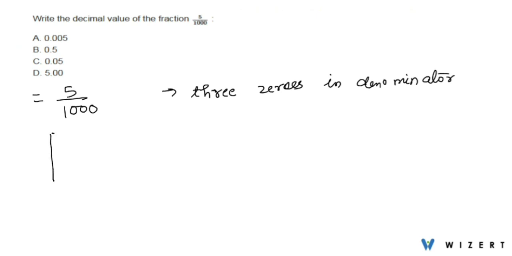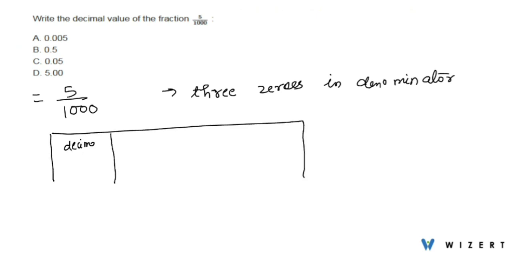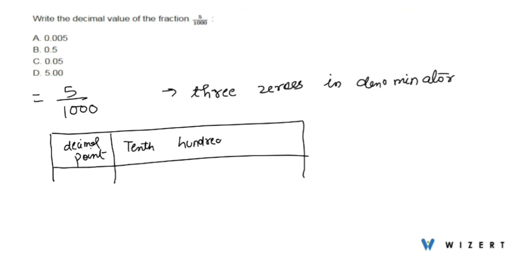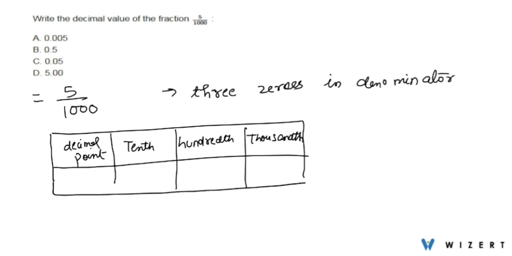So we'll draw a table for that. First of all, we'll take a decimal point. Now, as it has 3 zeros in the denominator, so we can say the 10th position will come, then the 100th, and then the 1000th. Now, let us place the values.